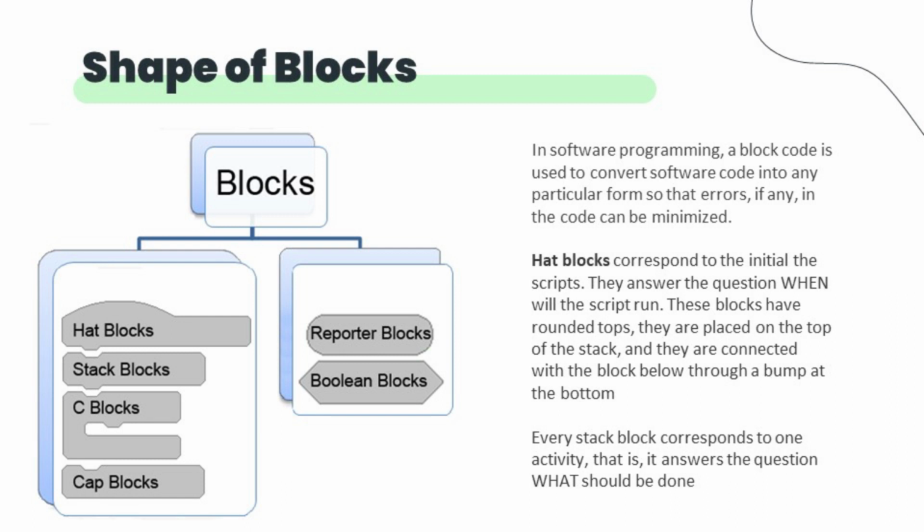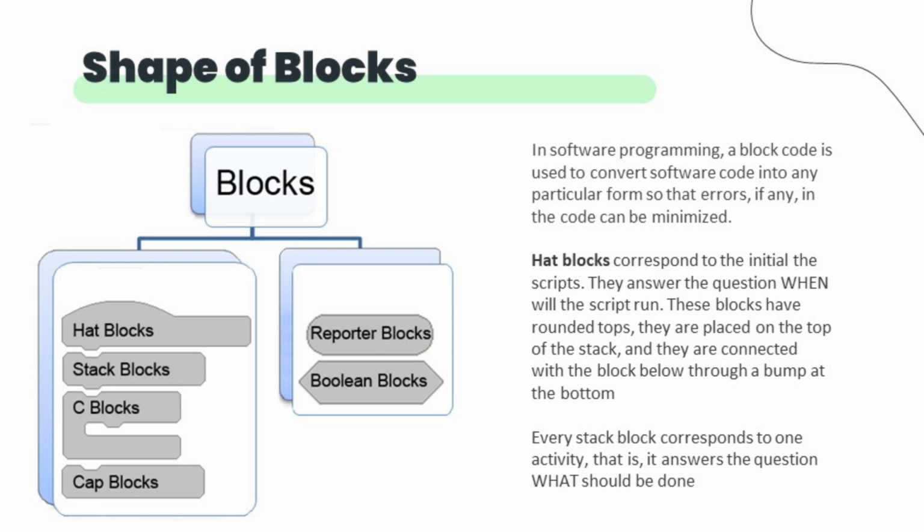In software programming, a block code is used to convert software code into a particular form so that errors in the code can be minimized. It allows us to create the program without syntax errors.